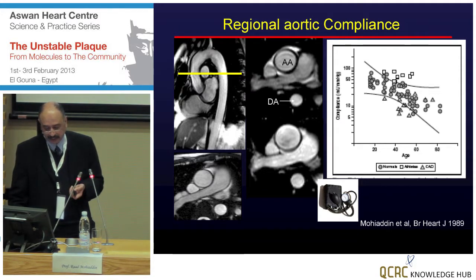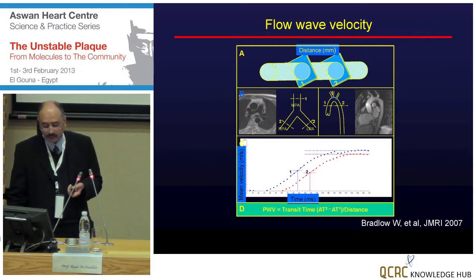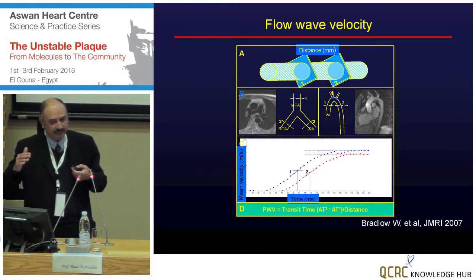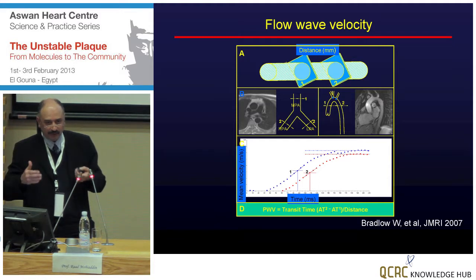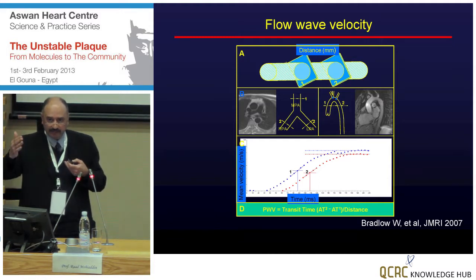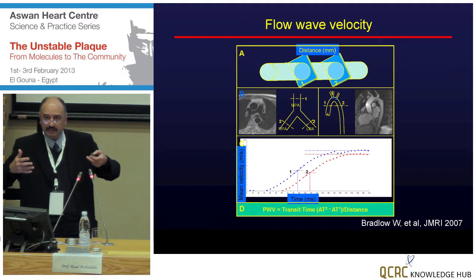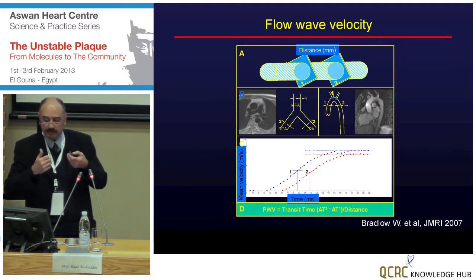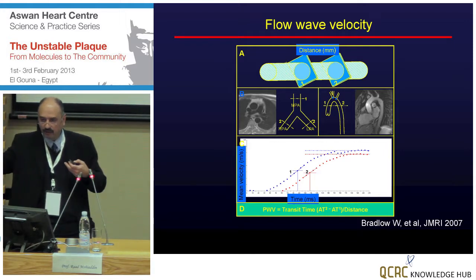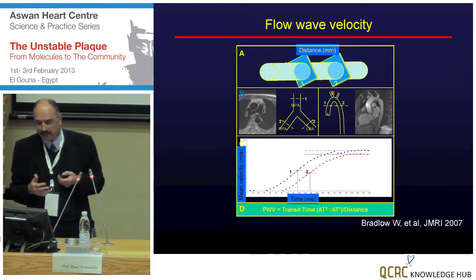So you can use this technique, or you can look at the propagation of flow waves in the arteries. When the ventricle ejects blood, it generates two types of waves, pressure waves and flow waves. And the speed of the wave depends on how elastic the artery is, because the blood is incompressible. So if the artery is elastic, the flow wave is very slow, because the artery will distend. While if the artery is stiff, then the flow wave will be very fast.